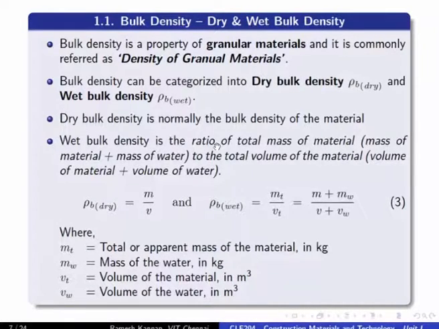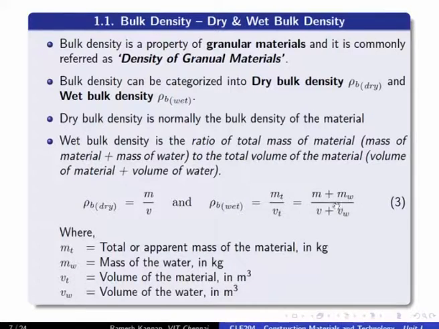Wet bulk density is the ratio of the total mass of the material, that is, the mass of the material plus the mass of the water, to the total volume, which is the volume of the material plus the volume of the water. Dry bulk density is also known as bulk density, which is mass over volume, whereas wet bulk density has a little difference, that is, the total mass divided by the total volume of the material.